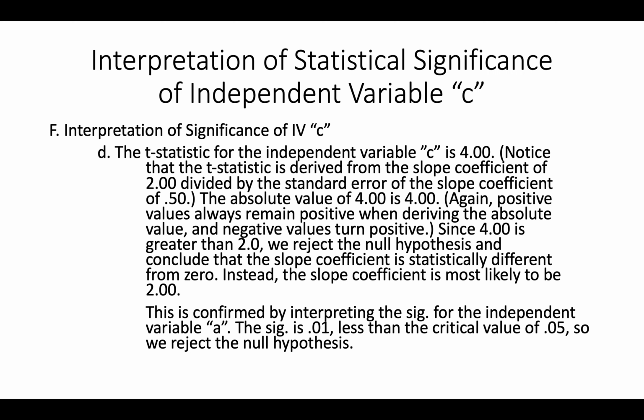We further confirm the statistical significance of the C variable by examining the sig statistic. The sig is 0.01, less than 0.05, meaning that we reject the null hypothesis, and the slope coefficient for C significantly explains variation in Y.